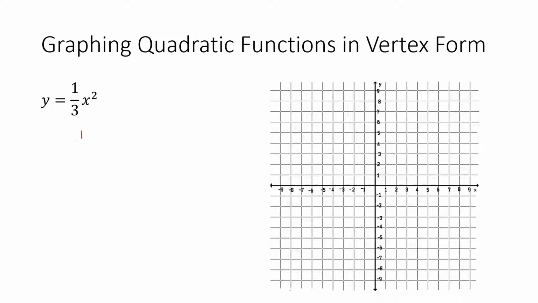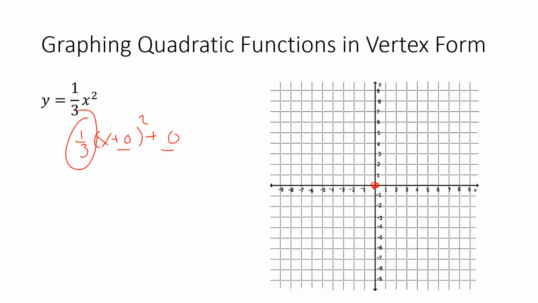Okay, so just like before, we have 1/3 x squared. You can think of this as 1/3 (x plus 0) squared plus 0, because there's nothing with x and there's nothing on the outside. So essentially, we're just going to start the vertex at the origin. The only thing we have to be worried about here is this 1/3.